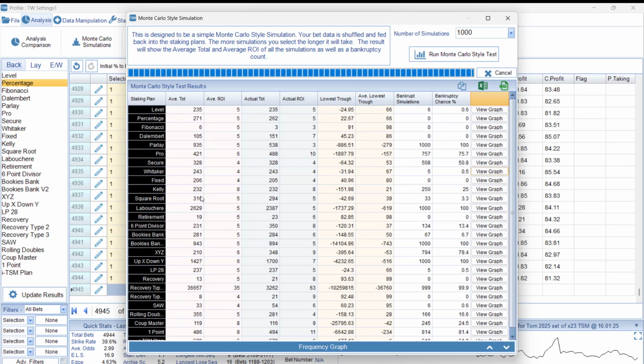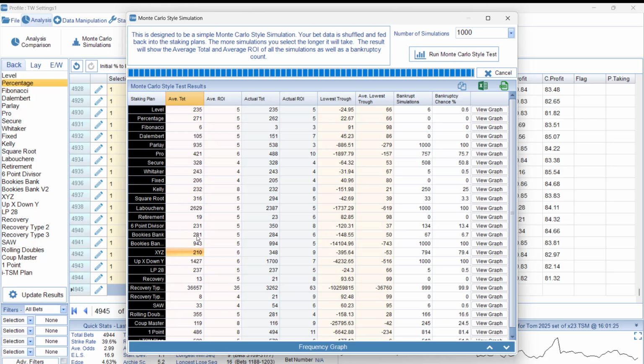Where's that? Square root. Square root has gone bankrupt as well. So that square root was looking good for us before, but in 3% of the occasions it's gone bankrupt. But it would only need 1 bank refill for that. So that's a little bit tempting there, isn't it? To get 300 profit instead of 235.